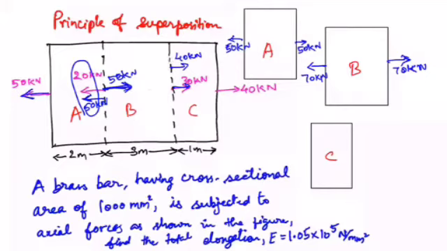So if I add 40 kilonewton, I have to take another 40 kilonewton in the opposite direction, which means for section C I'll have 40 kilonewton towards the left, and towards the right already we have 40 kilonewton. So these are the forces acting on the individual sections. Now we have to find the elongation.